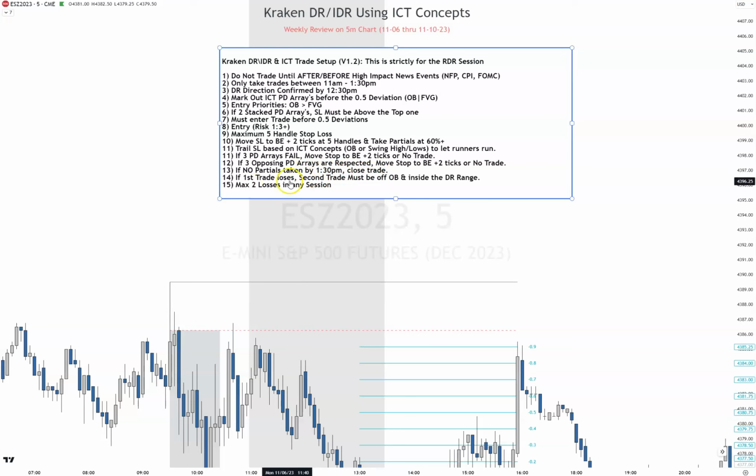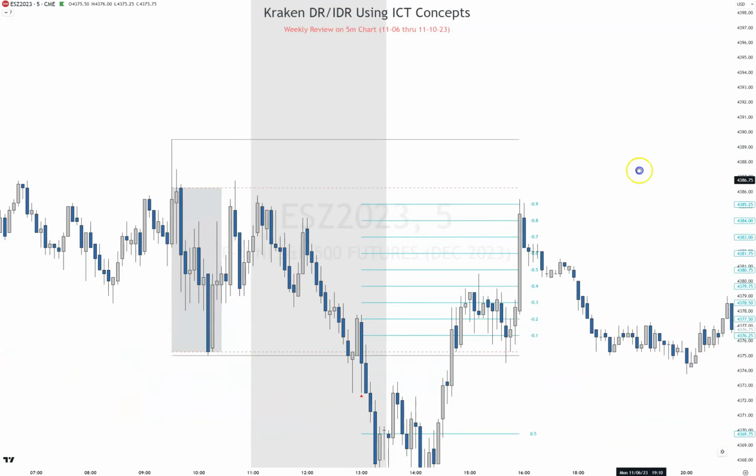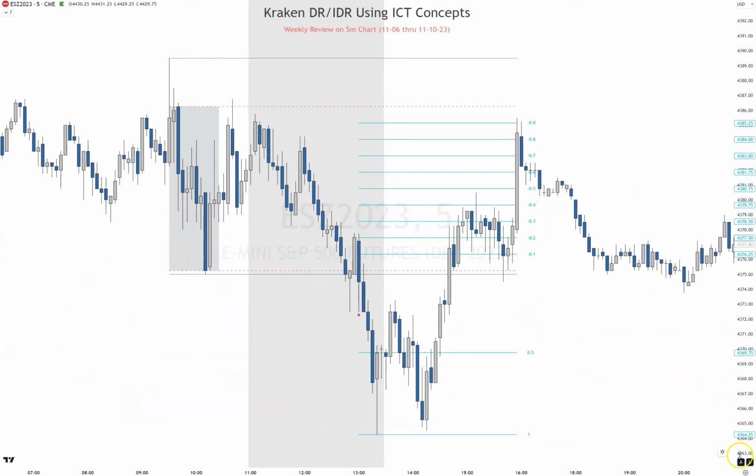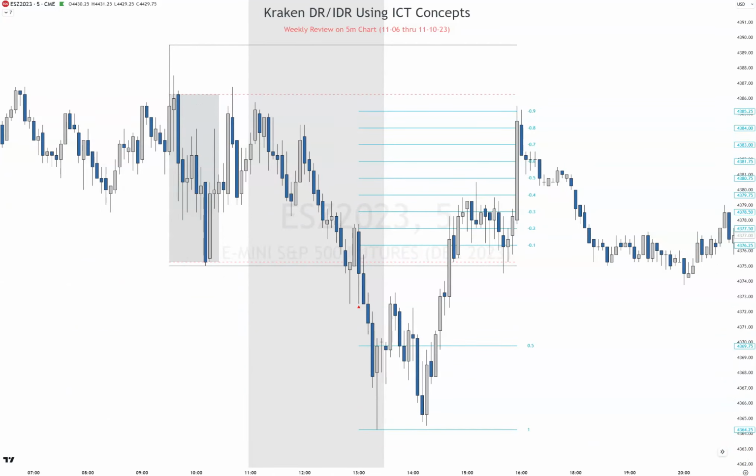If first trade loses, second trade must be off order block and inside the DR range, and max 2 losses in any session. Okay. All right, so let's take that off and let's move this up in here and let's put on the markings. Okay, so this is Monday, the 6th.